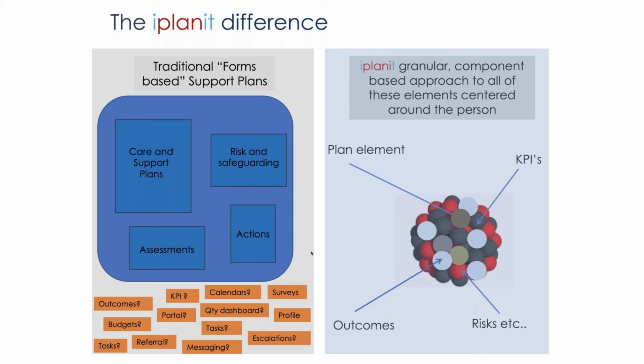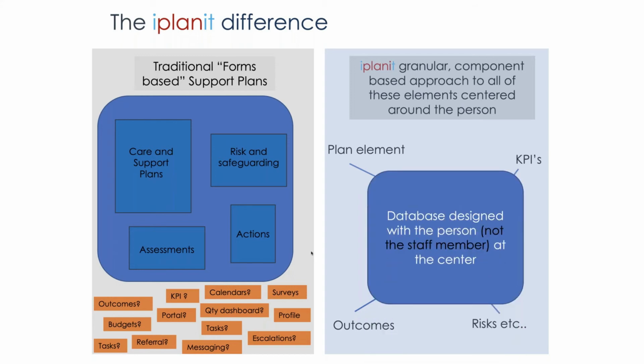And that really feeds into much larger reports and much more informed reports. So rather than plan counting, we can really dig deeper into what plans are there, what's on those plans, how those plans are being completed across different areas on a person-to-person basis or on a location basis. So having a different architecture in a system can really, really be important. On the left, it's forms, whereas on the right, iplanit is a dynamic system. It connects everything together, which is what that diagram is showing. So it's the database design with the person, not the staff member, at the center.